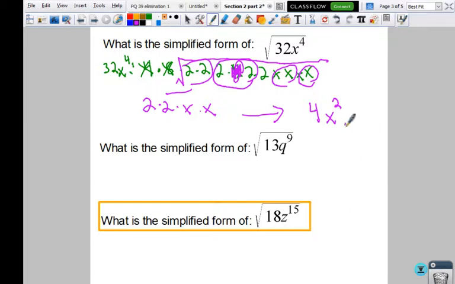And then what do I have left inside the square root, DeAndre? What do I have left inside my square root? Yeah, you have just 2. That's the only thing left. This little 2 right here. Where'd you put that? Alright.